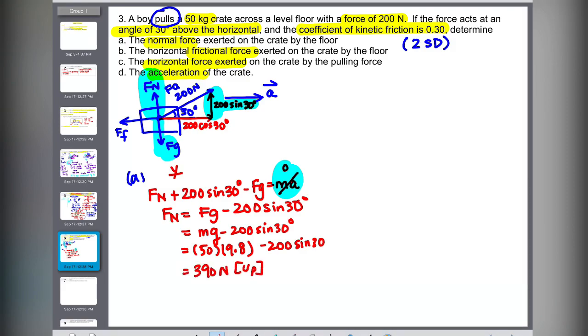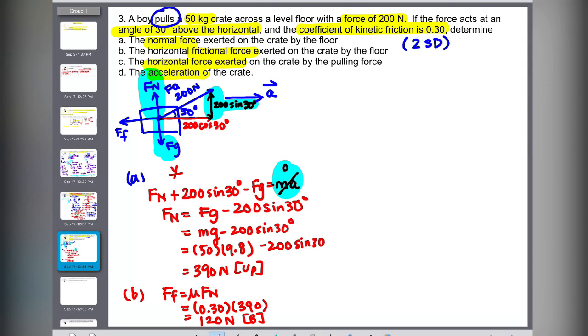So I got something like a 390 Newton, and the direction is up. Okay, part B, calculate force of friction. Force of friction equation is mu Fn. I already calculated Fn. So mu is 0.3, Fn is 390. So 117. So I have to round it to 120. And it's going backwards.